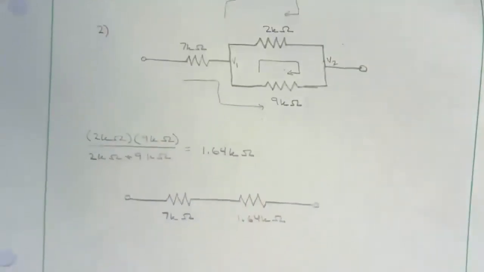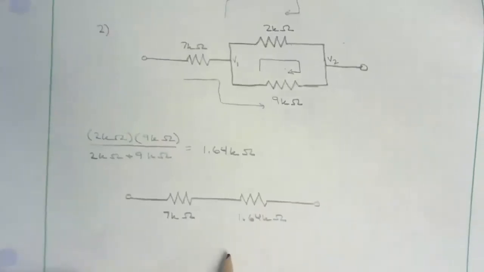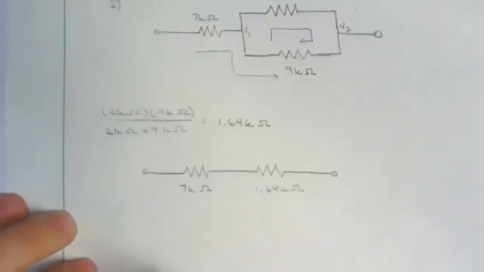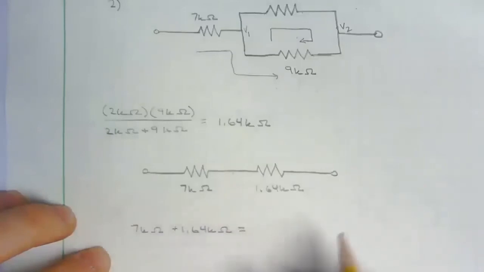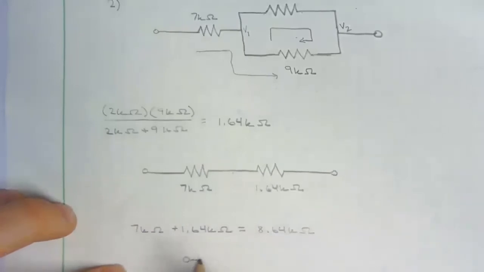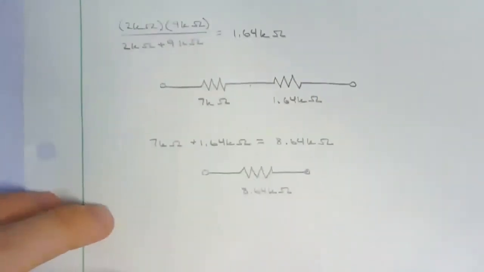I'm going to say these two are in series because we have a mesh here, and a mesh up here, and they both share the same meshes, but they don't share the same nodes. So these two are in series, and resistances in series simply add. So we're going to have 7 kilo ohms plus 1.64 kilo ohms, which is going to give us 8.64 kilo ohms. So the equivalent resistance of that circuit is 8.64 kilo ohms.